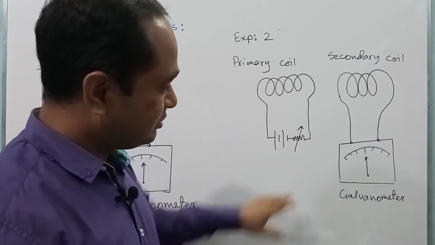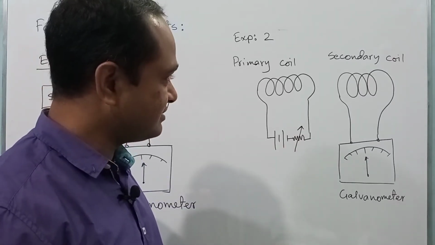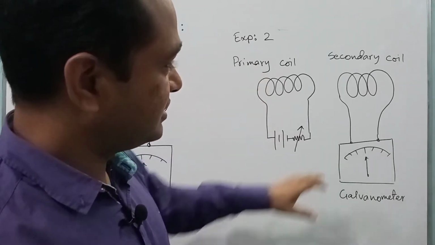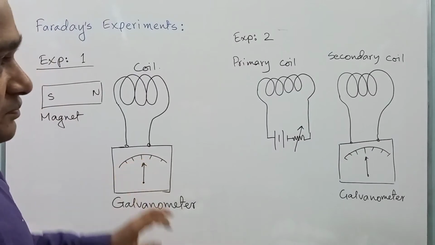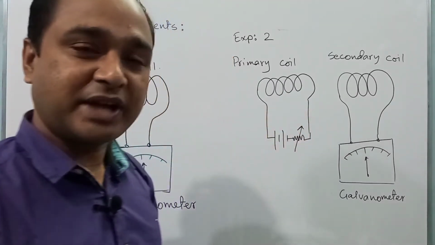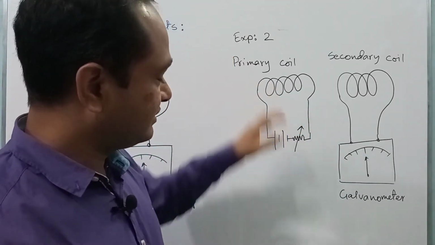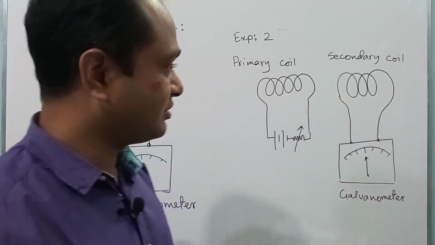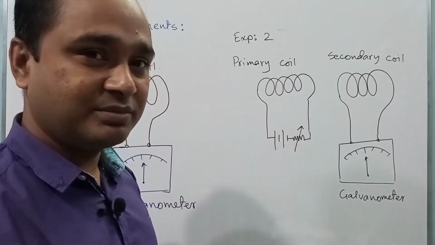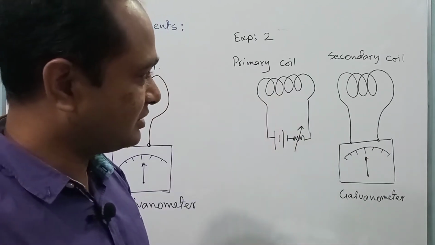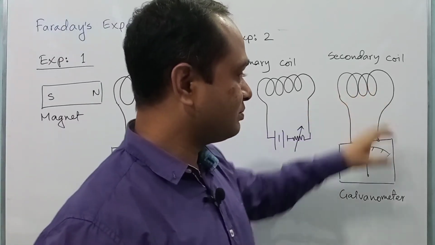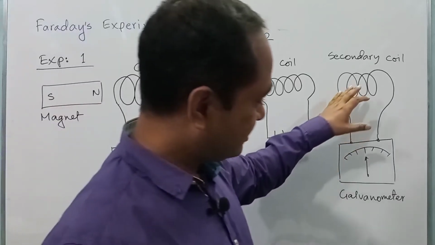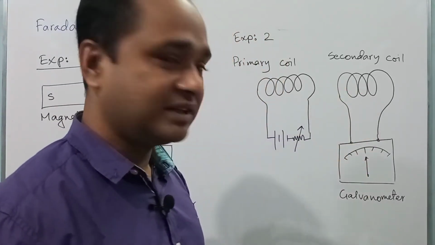So by regulating this variable resistance, we can create a variable magnetic field using this coil. And this is a secondary coil like this. When the current in the primary coil changes, that is, the variable magnetic field is produced here, it will affect the secondary coil. Due to the change in the variable magnetic field in the primary coil, an electromotive force or current will be induced in the secondary coil, right? And for that reason there is a deflection in the galvanometer.